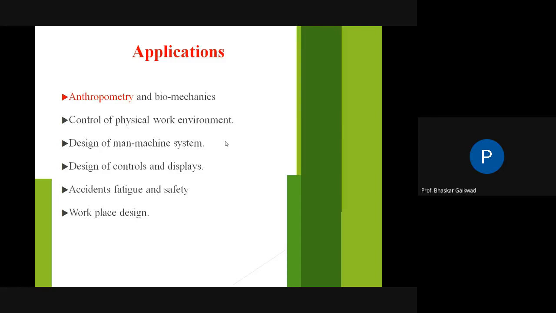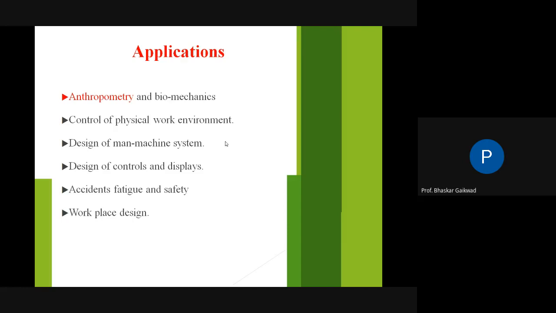Design of man and machine system. So what is that man-machine system? Already we have seen display, then sensing, programming, feeding, controlling. In the last lecture we have seen this. Design of control and display.